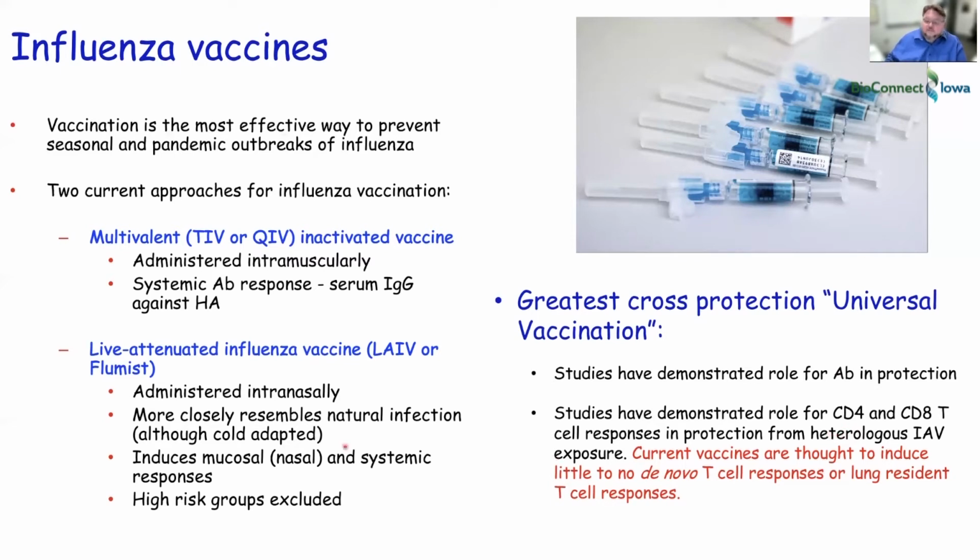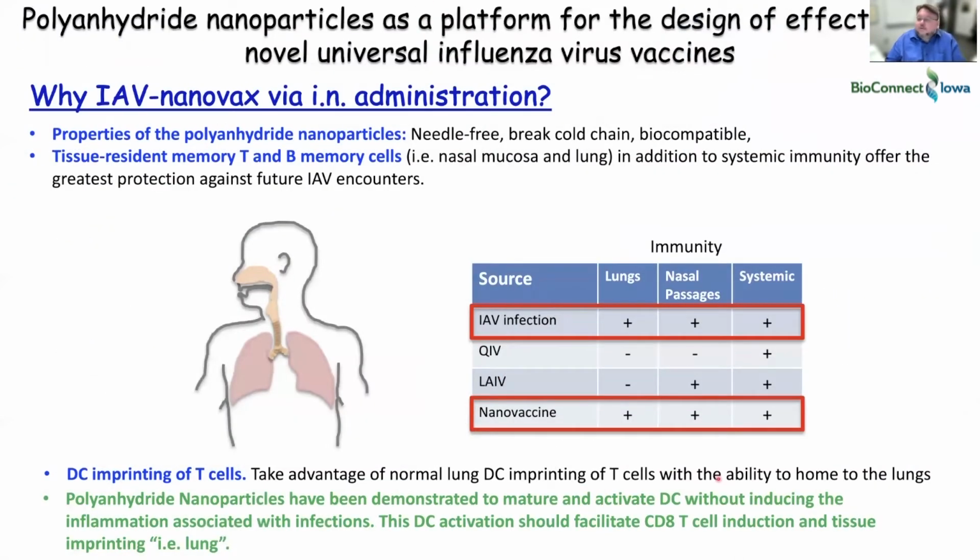And the current vaccines don't do a good job of driving this type of T cell response, or really lung resident type of responses as well. So biology has already talked to you about some of the benefits of polyanhydride nanoparticles. But for the sake of this talk today, I want to point out a few things. One, if we're giving an intranasal-based vaccination, this is a needle-free type of vaccination. And as we've learned over the last year with COVID vaccinations, one of the nice things is that we can break the cold chain using these nanoparticles, and they're very biocompatible.